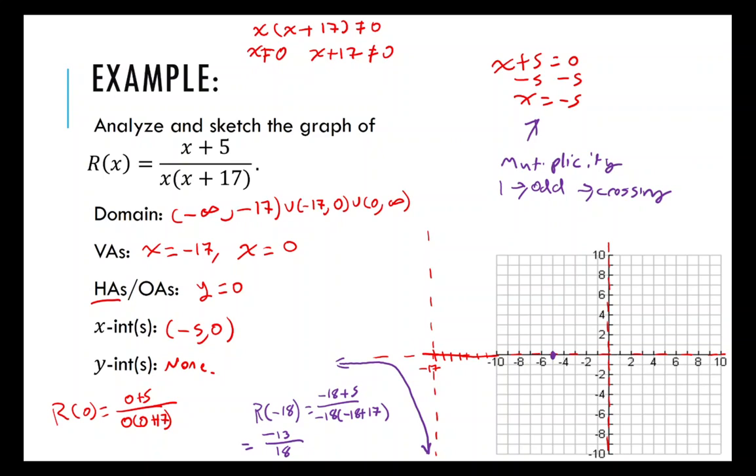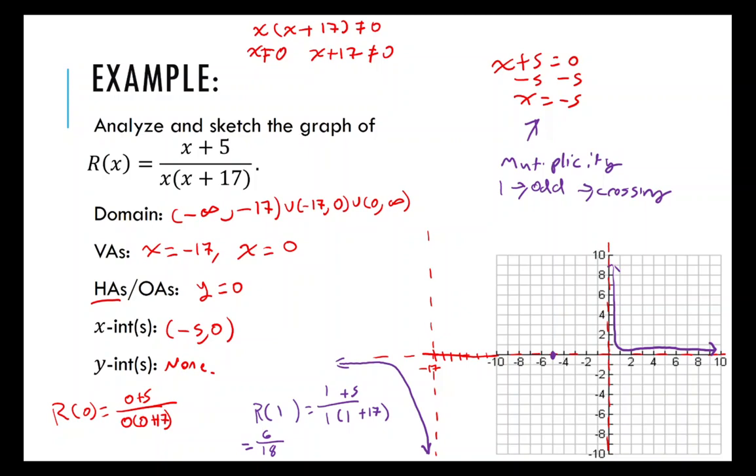How about we plug in 1? If I plug in positive 1, then we're going to get 1 plus 5 over 1 times 1 plus 17. That's going to give me 6 divided by, 1 plus 17 is 18, 18 times 1 is 18. And that does reduce to 1/3. But what matters here is that it's positive. And so really, I know that this part must be above the x-axis and approach the horizontal and vertical asymptote.